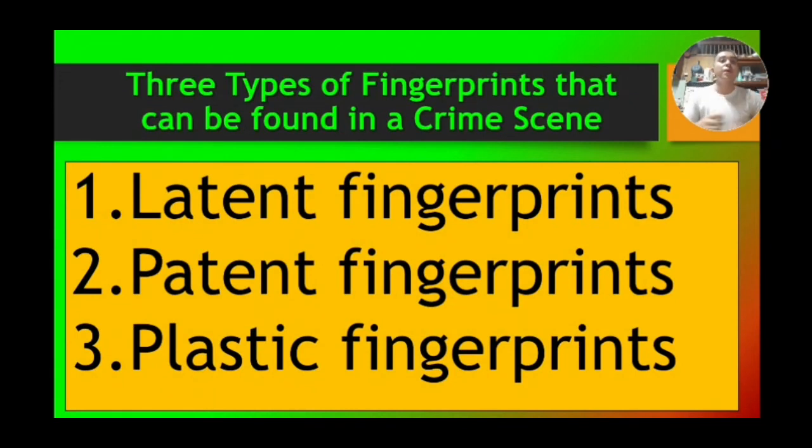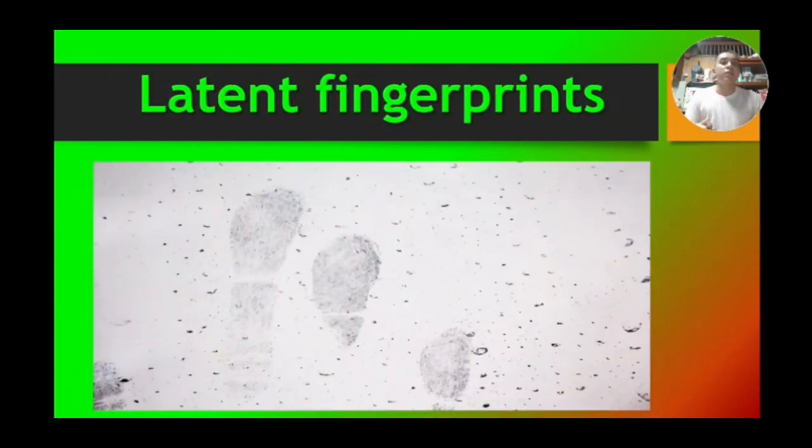There are three types of fingerprint that can be found in a crime scene. First of all, we have latent fingerprint. Second, patent fingerprint. Third, plastic fingerprints. Here is the example of latent fingerprint. Latent fingerprint is not visible to our eyes. An example of that is the fingerprint on the phone. If we see it at a different angle, we can see the fingerprint.